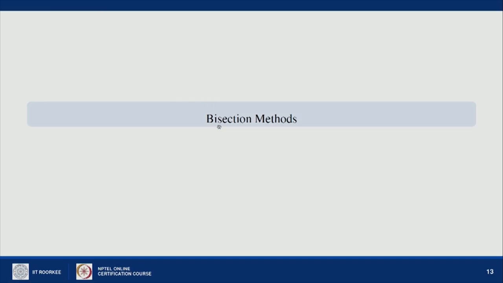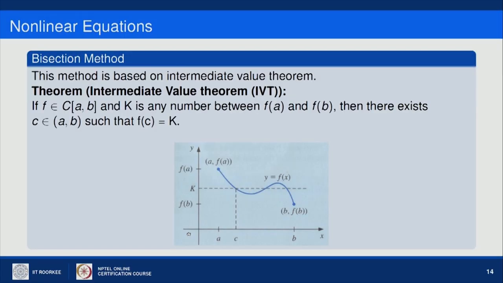So, the first numerical technique which we are going to discuss is the bisection method. The method is based on the intermediate value theorem. What this theorem tells us is that if f is continuous in a closed interval [a, b] and k is any number between f(a) and f(b), then there exists a c belonging to the open interval (a, b) such that f(c) equals to k. If you see this graphic, here we have x on the horizontal axis, f(x) on the vertical axis, and this blue curve is showing the graph of f(x) between a and b.